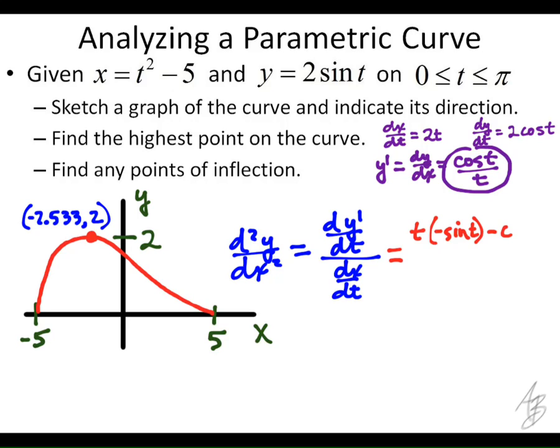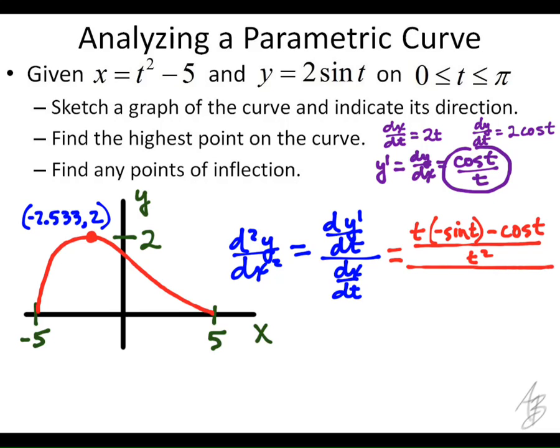Cosine t times 1, right? All over the derivative of what's below, t squared. Or not the derivative, sorry. The square of what's below. And that was a while ago.